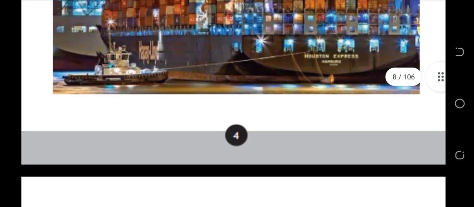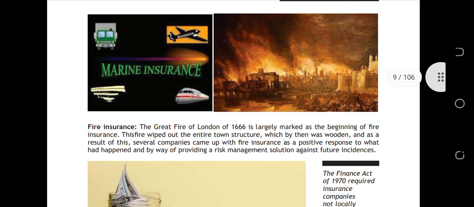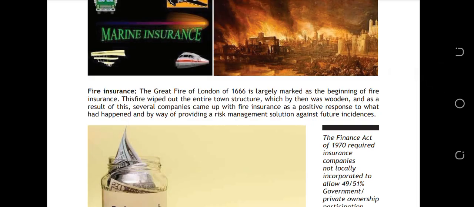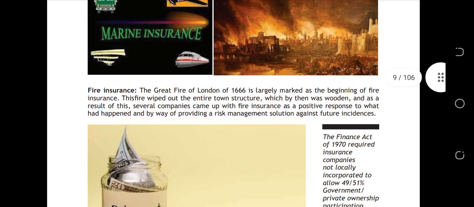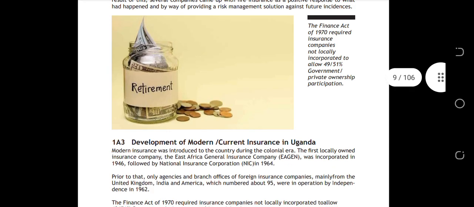So let's talk about fire insurance. Wow. Fire insurance is one of the most interesting. In 1666, London Fire Insurance marked the beginning of fire insurance. The Finance Act of 1970 required insurance companies not locally incorporated to allow 47 out of 51% government and private ownership participation. Wow, that is so interesting, guys. Fire insurance is one of the interesting things you should know.